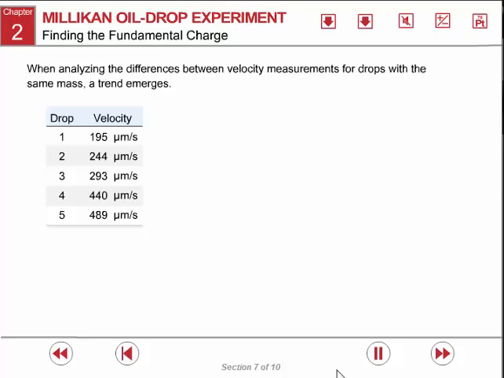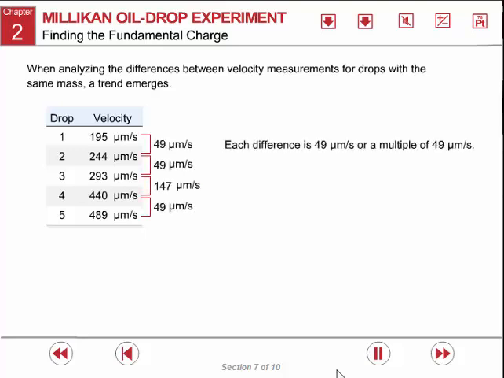When analyzing the differences between velocity measurements for drops with the same mass, a trend emerges. Each difference is 49 microns per second, or a multiple of 49 microns per second. 147 microns per second divided by 49 microns per second equals 3. Delta V equals n times 49 microns per second, where n is a whole number.